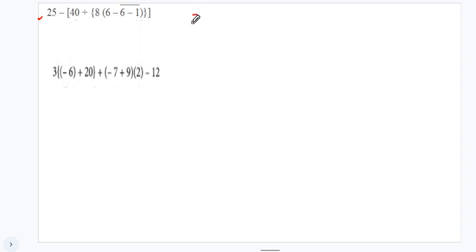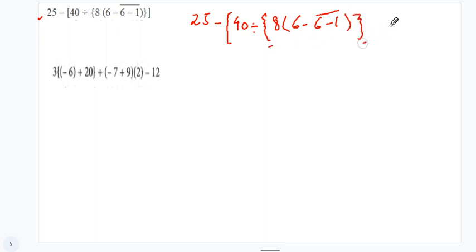That is 25 minus 40 divided by 8, divided by curly brackets started, 8 and then parenthesis 6 minus 1, and this is a bar. And curly brackets are closed. Then we have the braces.